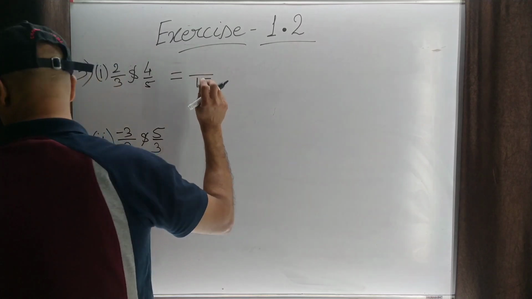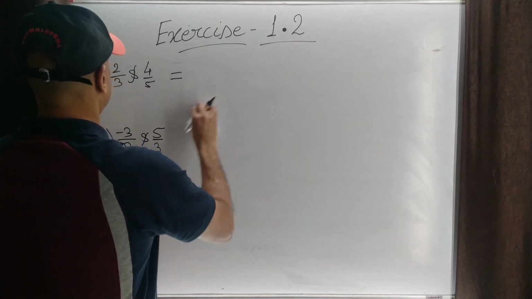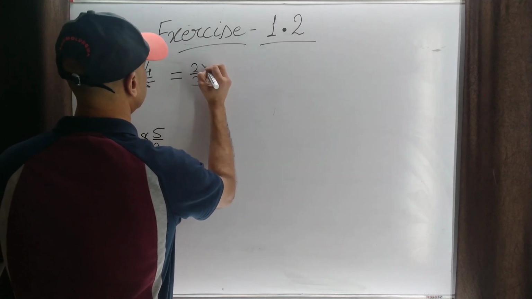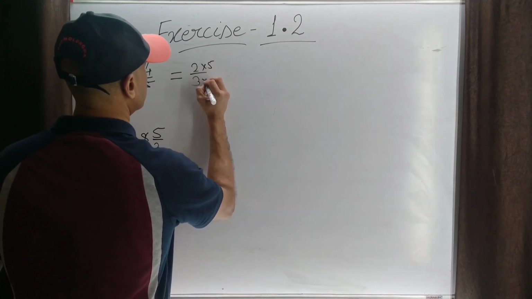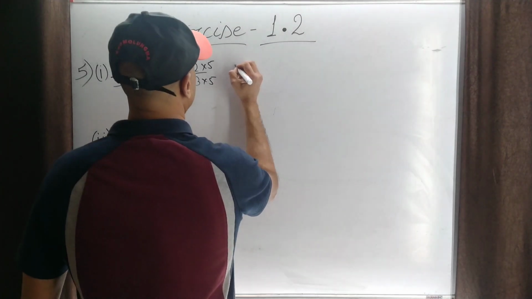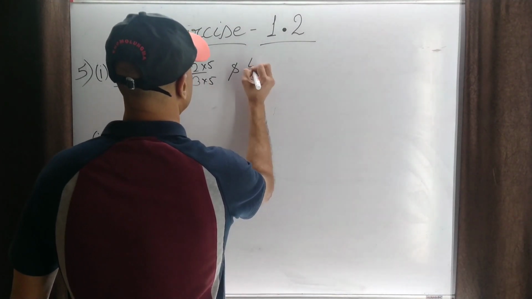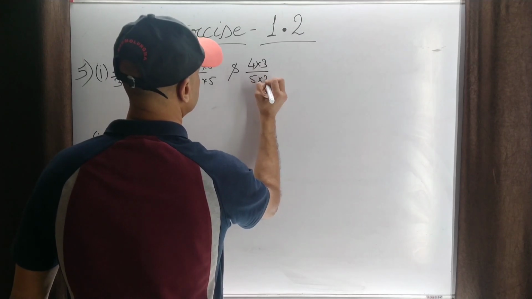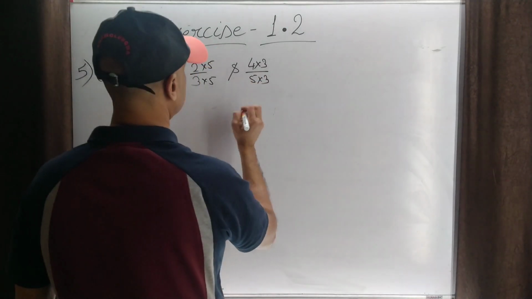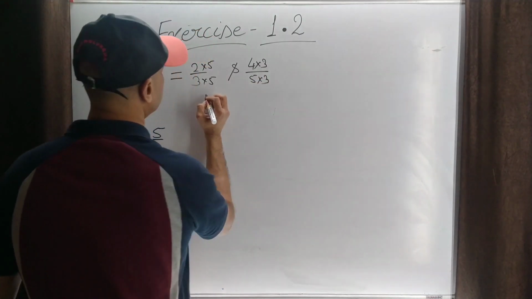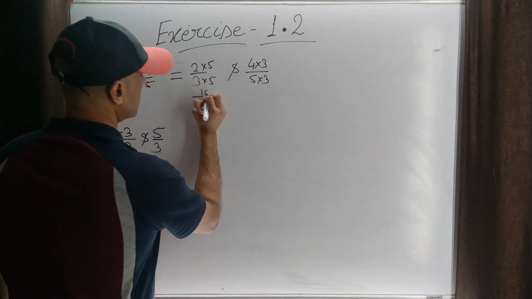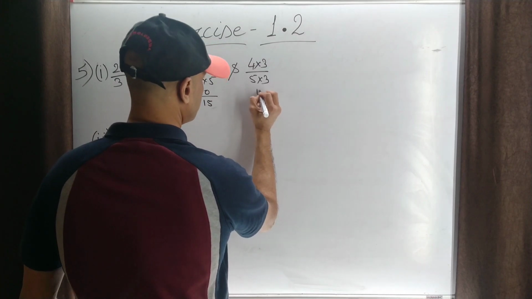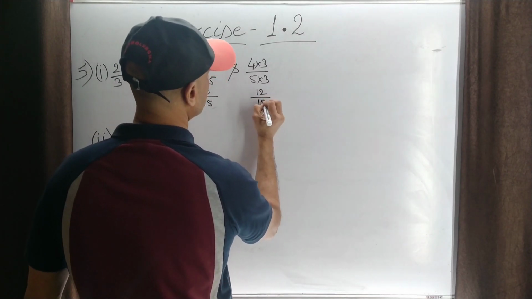We take the LCM. 2 by 3, here we multiply it by 5, here we multiply it by 5, and 4 by 5 becomes 4 multiplied by 3 and 5 multiplied by 3, denominator common, that is 15. So here we get 10 by 15, and here we get 12 by 15.